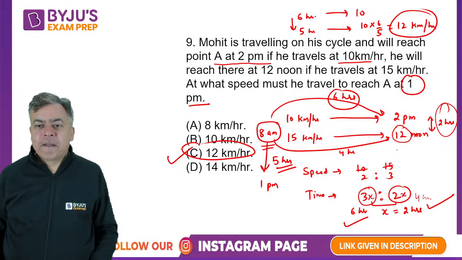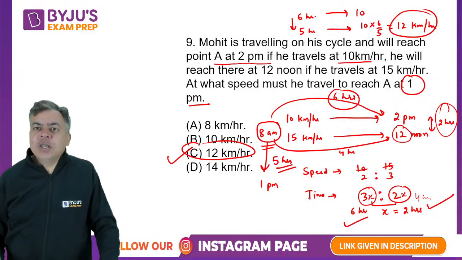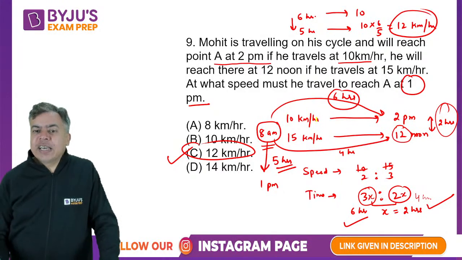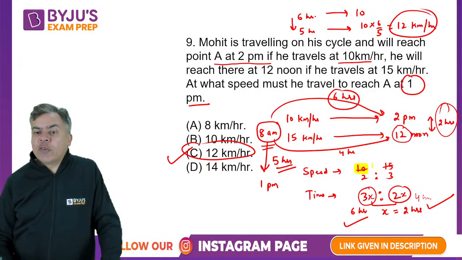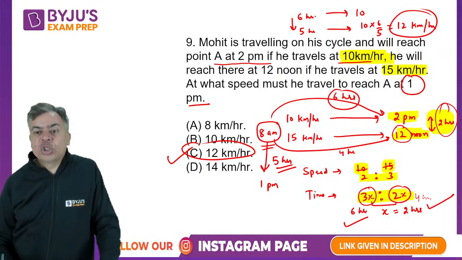Okay, see, how much have you understood? Okay, I will go step by step. Just see that first thing is that the speed ratio was 10 is to 15, right? 10 kilometer per hour and 15 kilometer per hour. Where the gap in the timing, because he is reaching at 2 p.m. and 12 noon, so the gap in the time is 2 hours, right? So if the speed ratio is 2 is to 3, the time taken ratio should be 3 is to 2, right? 3 is to 2.